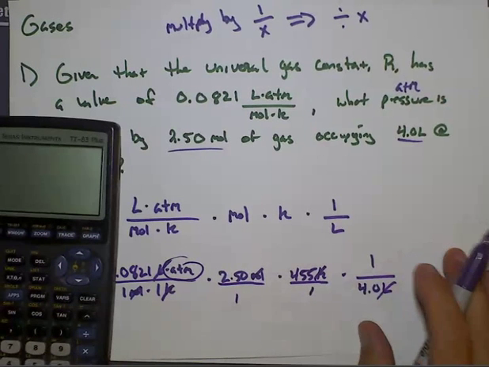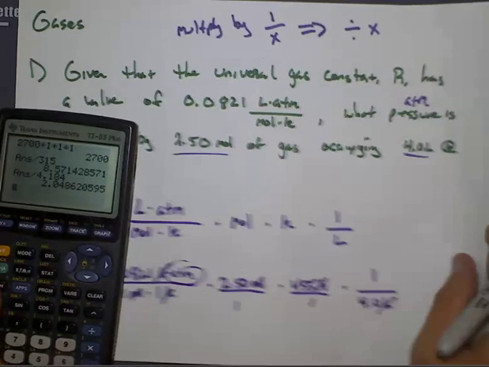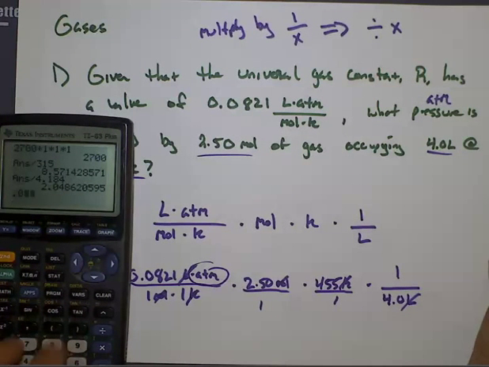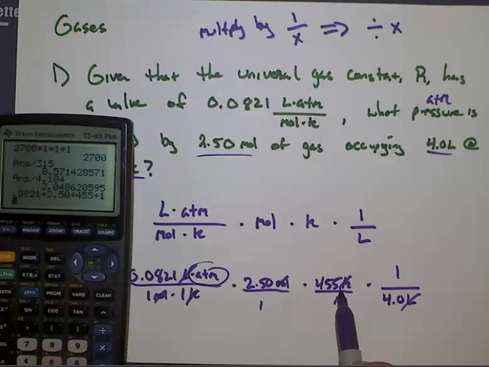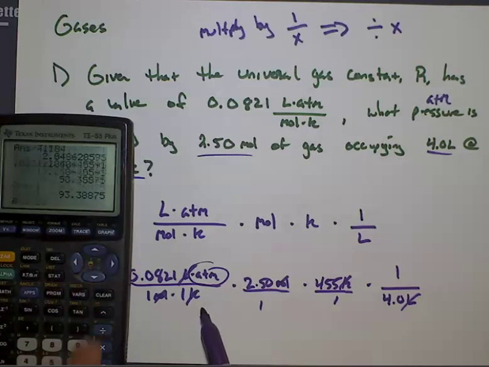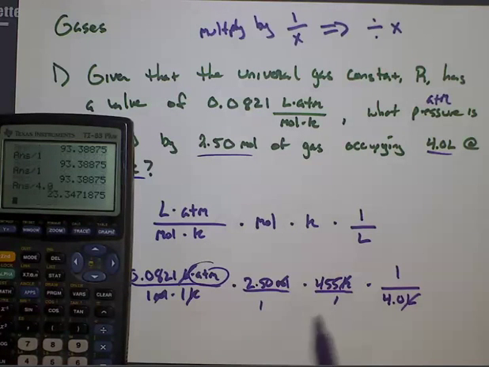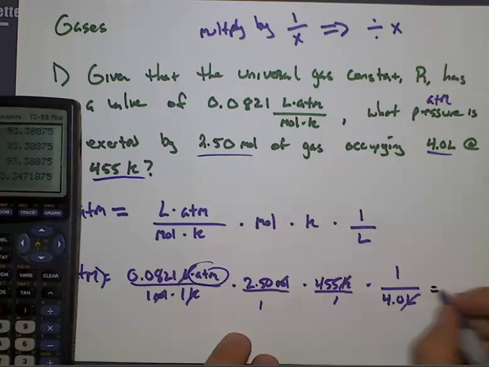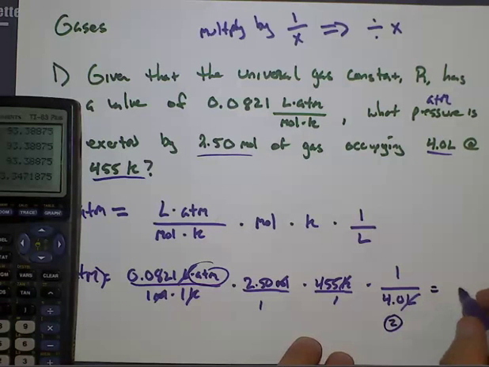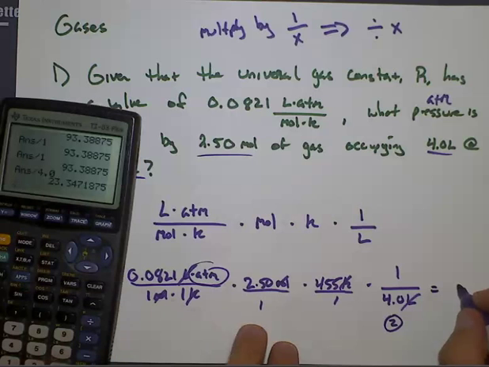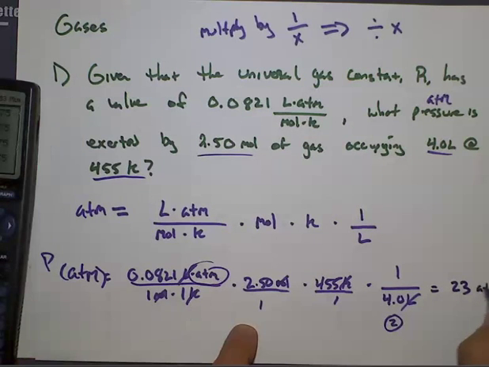Let's find a calculator answer at least. Scoot all this over. 0.0821 times 2.50 times 455 times 1. And then we're going to divide by 1, divide by 1, divide by 1, divide by 1, divide by 4.0. Now, when you get to this point, you're probably not going to need to divide by 1 and multiply by 1 and do all that. It's just for bookkeeping at this point. All right, but when we get all that together, we see that to two significant figures, we have the answer 23, and what's left over is atmospheres.